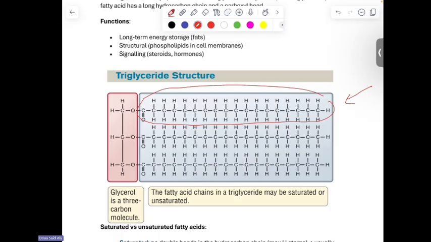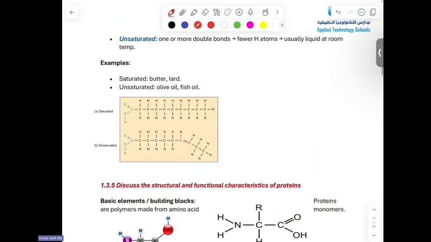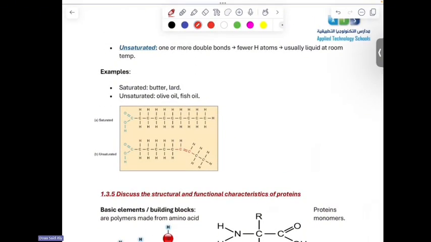Also, the same as SBQ2, they may bring you two fatty acids like this, girls, okay? Here, like saturated and unsaturated. How could you differentiate between them? You have to search for the single bond and the double bond. If the double bond is present, it's unsaturated and it's liquid at room temperature.